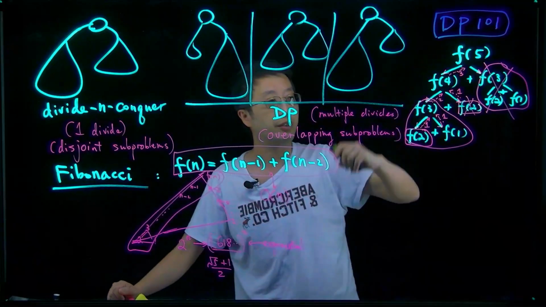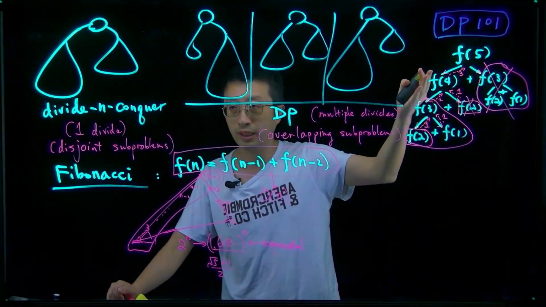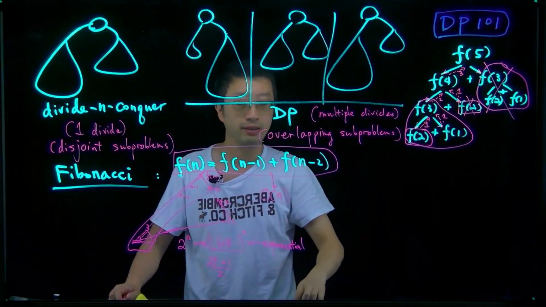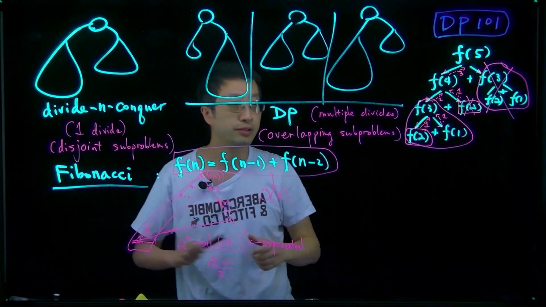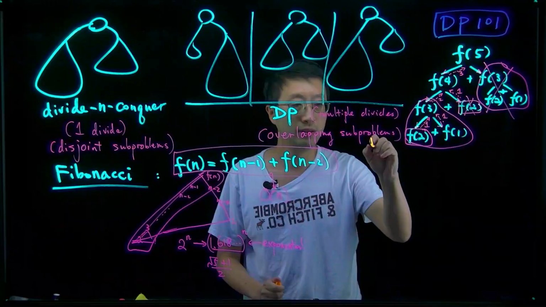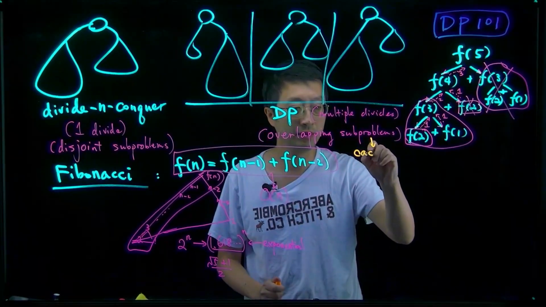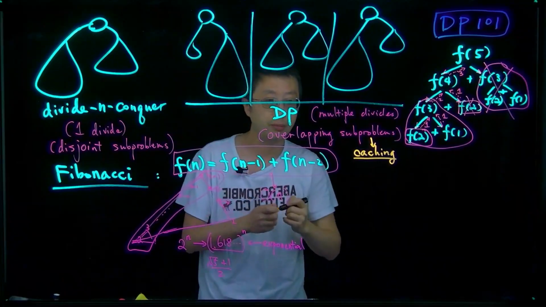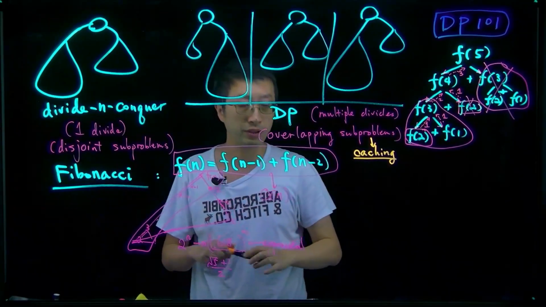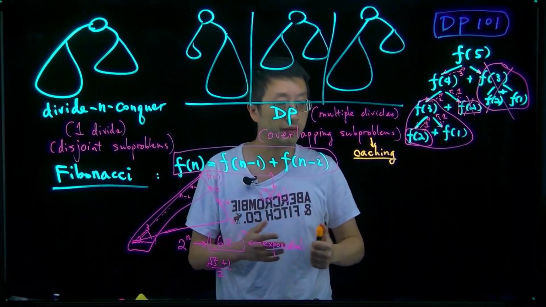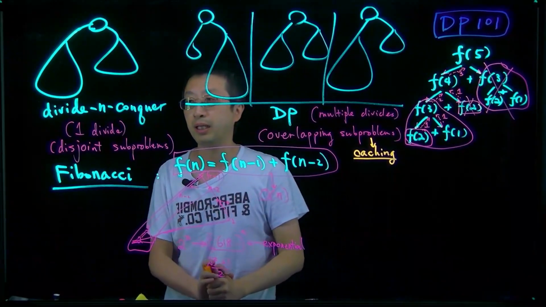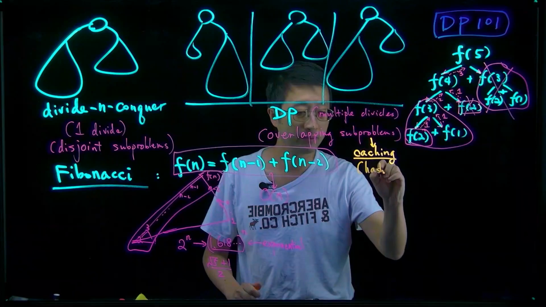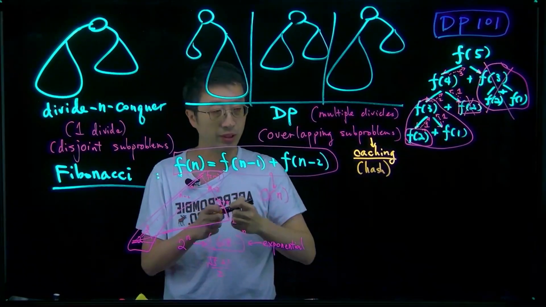The answer is very simple. We do recursion, like divide and conquer, but we avoid overlapping subproblems by a technique called caching. I'll write it in yellow. By caching subproblems, the problems that you have already solved before, you don't need to solve them again. And this caching is usually done by a hash table, which in Python is called a dictionary, because you need to look up what problems you have solved before.